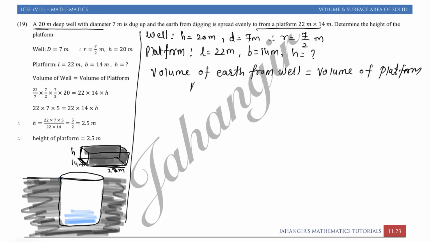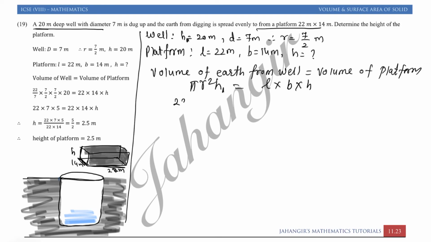So volume of earth from the well is pi r square h1. Let me write the formula first. The volume of the platform is length into breadth into h. We can say h1 is the height of the well and h is the height of the platform.